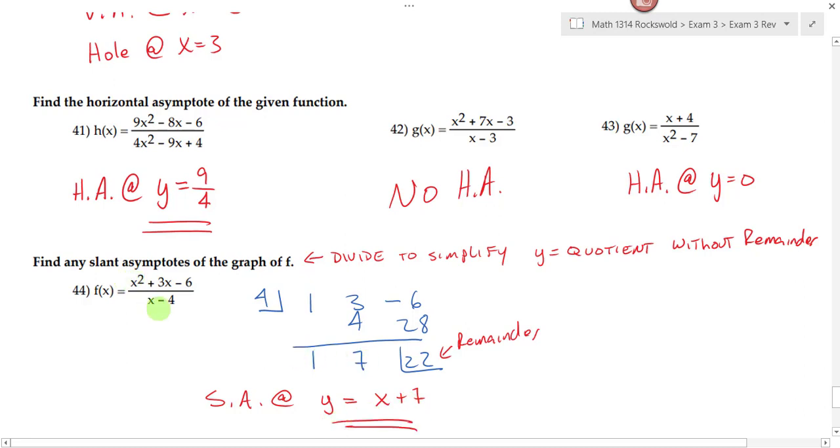When you divide a quadratic by a linear, you end up with a linear function. It's 1x plus 7 because we took an x squared and divided it by an x, and that left us with an x. So the coefficient in front of the x is 1.